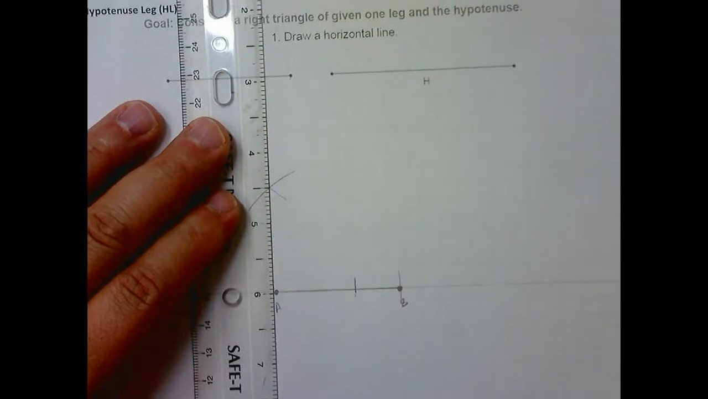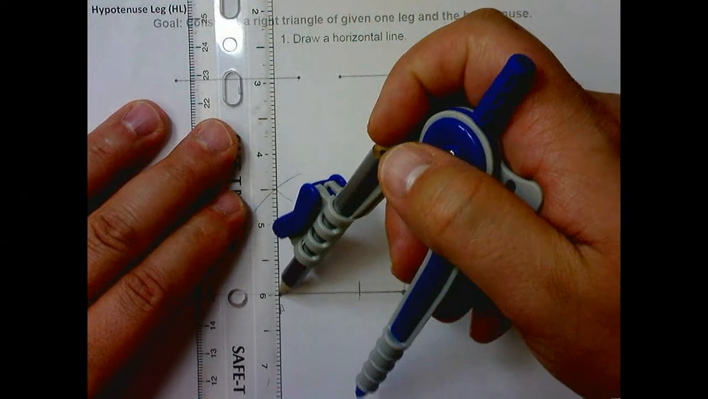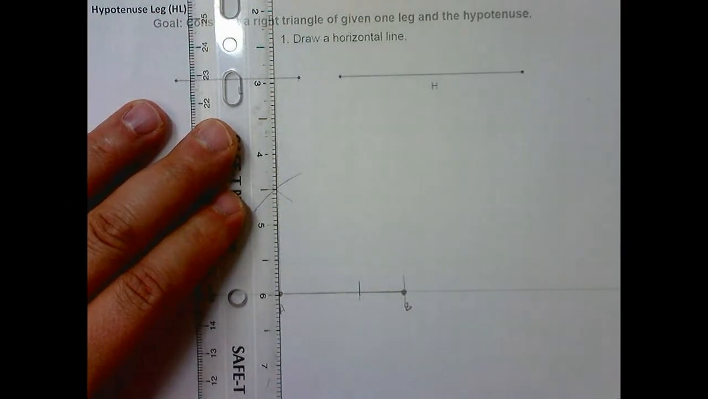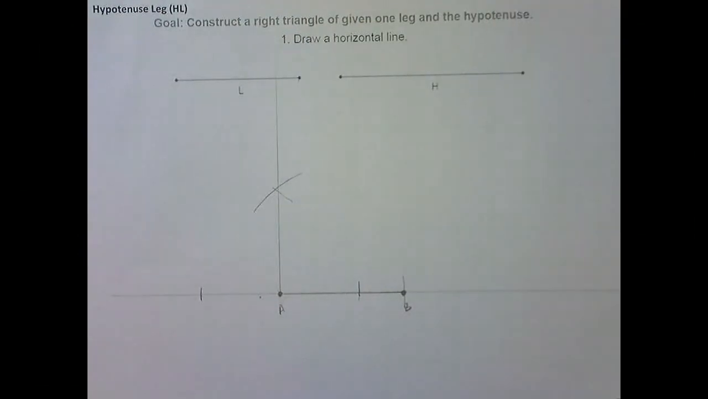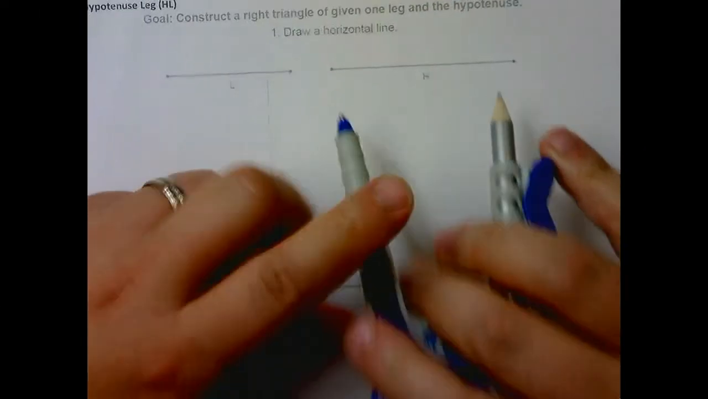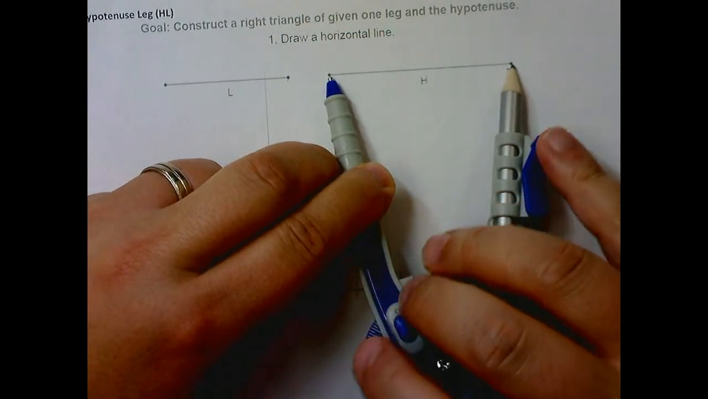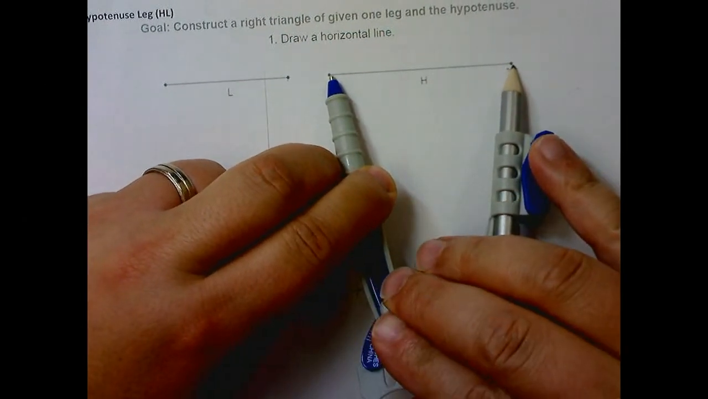So you're going to create that perpendicular line of an unknown length as well. Okay? So now you've got the perpendicular line. So now we just have to figure out where the hypotenuse goes. To do that, you need to adjust your compass one last time. Lock it in place once you have.